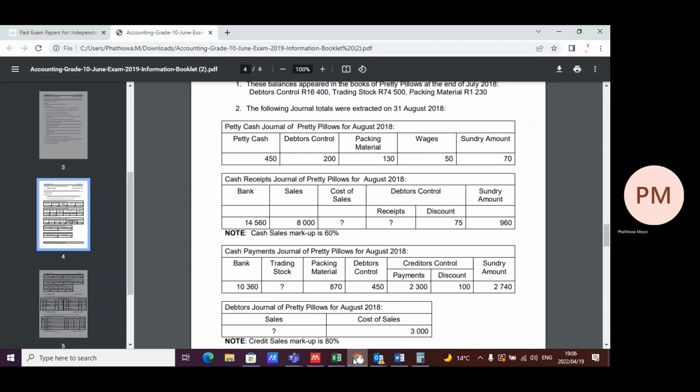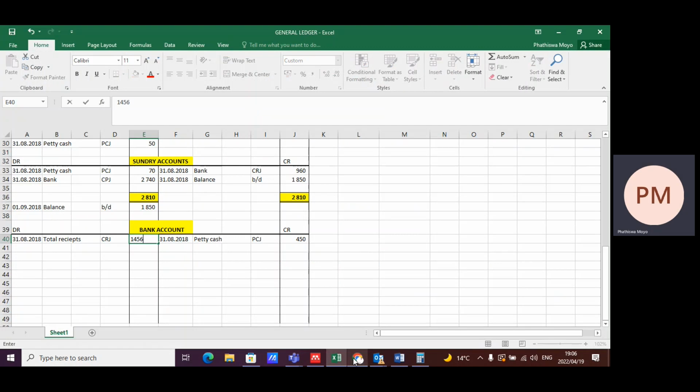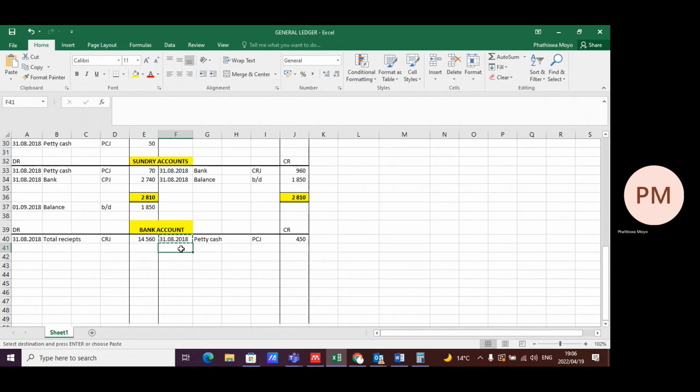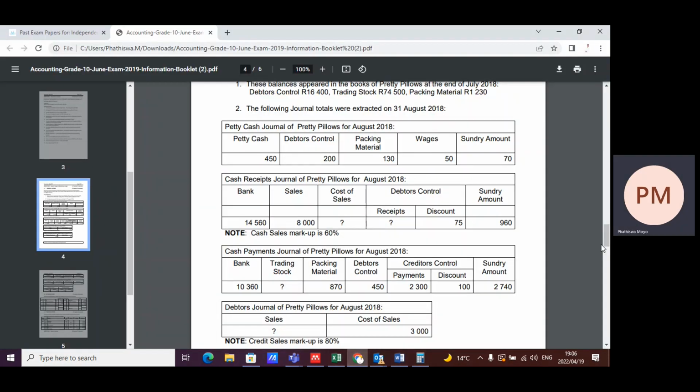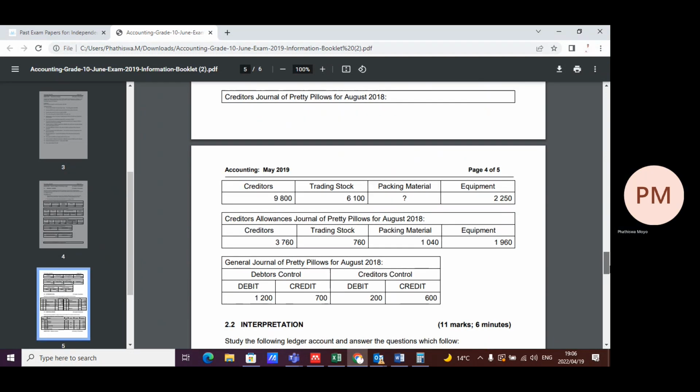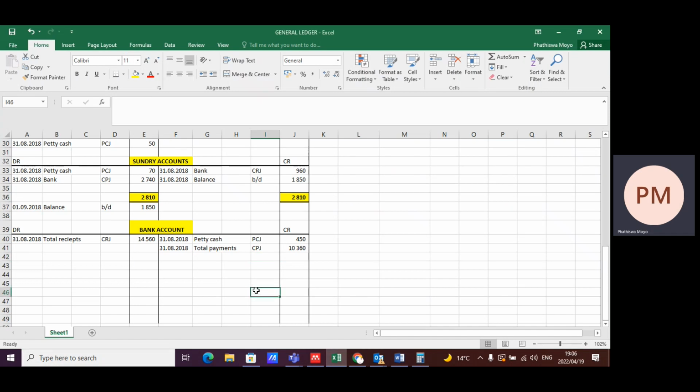CRJ 13560. Now we've got our total payments. Then 360. Do we have any other bank entry? No. So which side is bigger than the other? You've guessed it. This one.